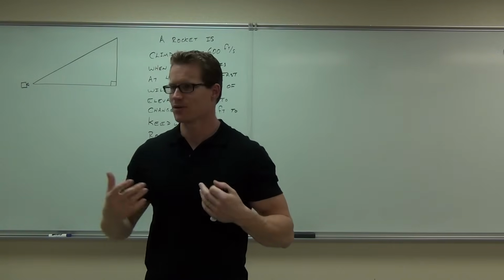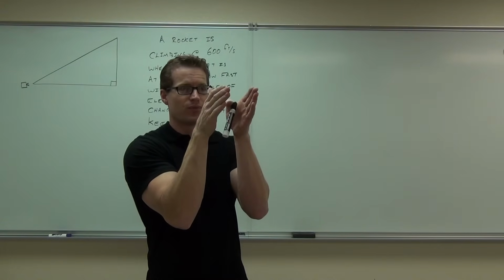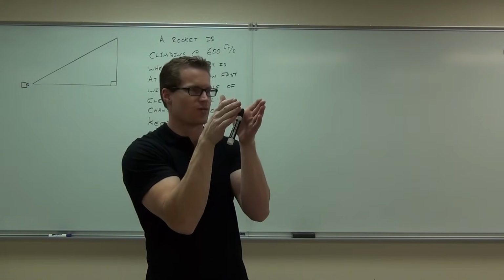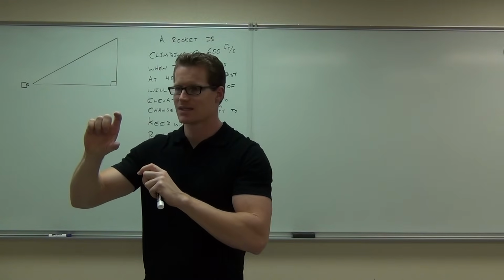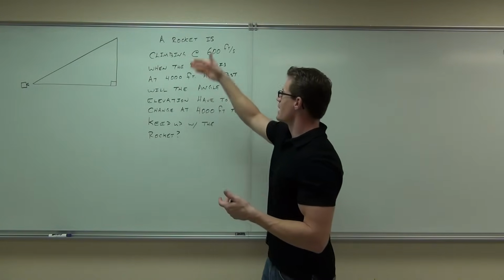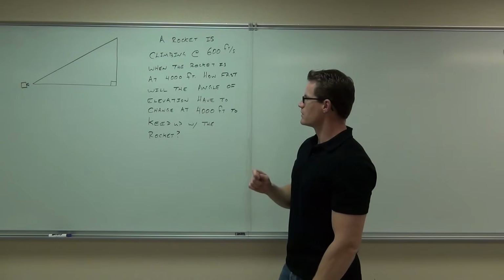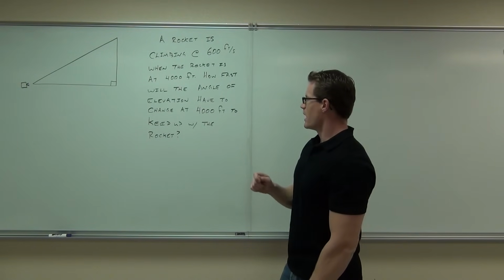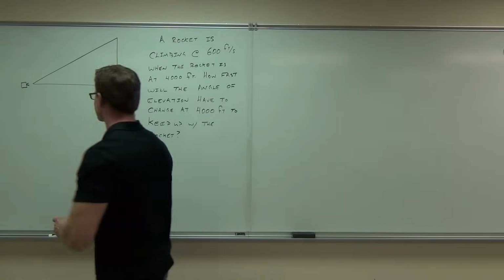So you're like, well, we're math dorks. So you want to set up this automated thing that's going to go, and the angle is going to be perfect to keep that rocket centered in its graphic the whole entire time. You get the idea? That's the plan. So what we want to do is, if this rocket is climbing at 600 feet per second when the rocket's at 4,000 feet, how fast will the angle of elevation have to change at 4,000 feet to keep up with the rocket?